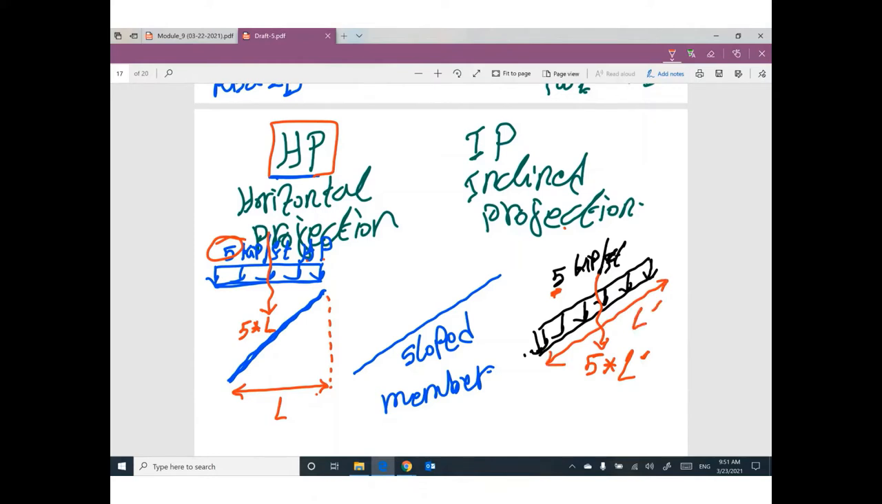Does that make sense? This is the only difference between horizontal projection and inclined projection. You have to keep it in your mind. It's very important. During the exams for FE or PE, sometimes they ask you what the equivalent for this load is. So keep in mind, this one is horizontal projection. I have to multiply it by the horizontal distance, not the actual length.